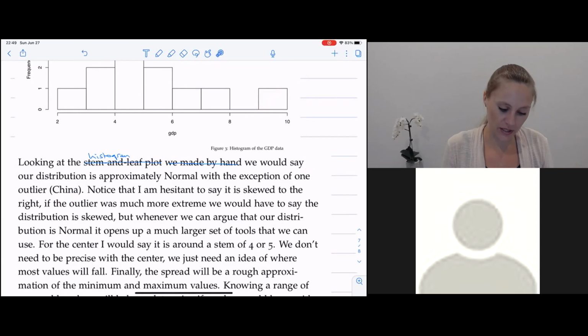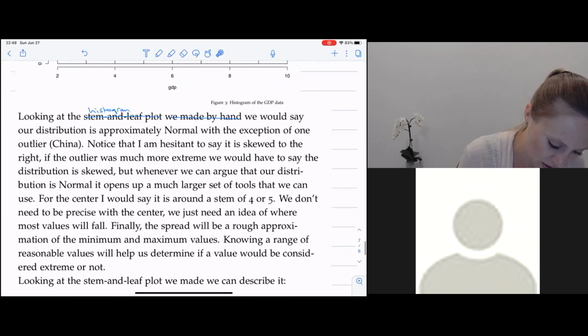And here, notice that I'm hesitant to say it's skewed to the right. If the outlier was much more extreme, then I would say that the distribution is skewed. But whenever we can argue that our distribution is normal, it opens up a much larger set of tools that we can use. So I'm going to highlight that because that's what I was saying earlier. Okay.